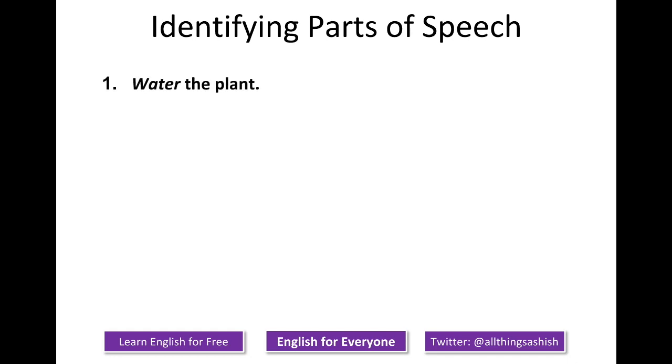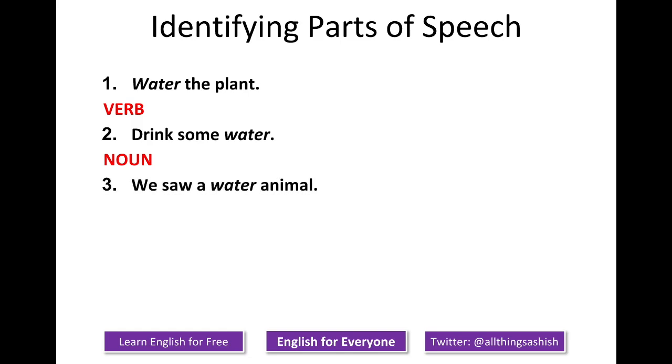In the first sentence, water the plant, water acts as verb. In the second sentence, drink some water, water acts as noun. And in the third sentence, we saw a water animal, the word water acts as adjective. So this means that you cannot assign a definite part of speech to a word. The word can belong to different parts of speech depending on how it is used in a sentence. Something very important to remember.